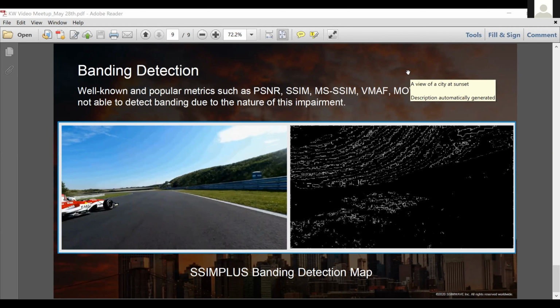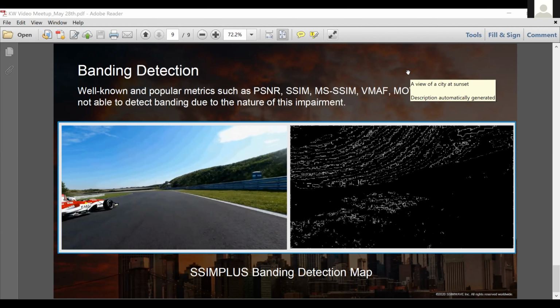We have another question from the chat. Jatin is asking, is the simplest banding detection algorithm a full reference or a no reference algorithm? Yeah, it's a good question. The simplest banding detection algorithm is a no reference method. So basically, it's a no reference method.